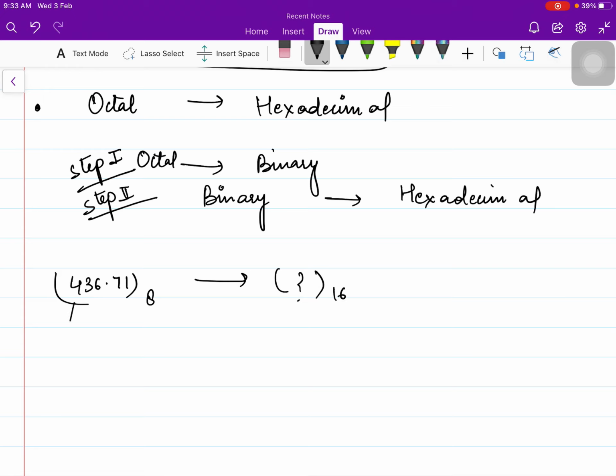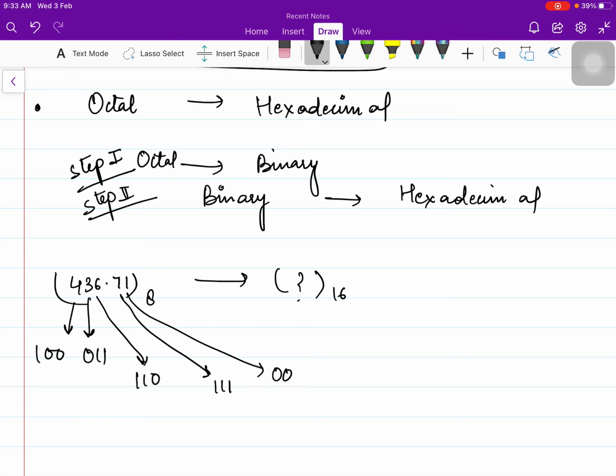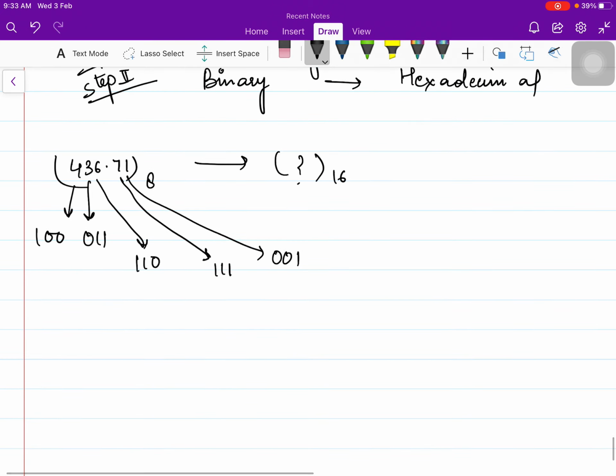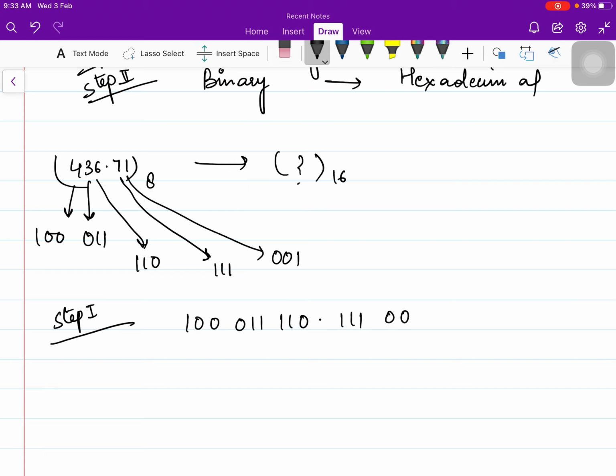So first of all, convert it into binary. Use the set 4 2 1. So 4 is 100, 3 is 011, 6 is 110. For 7 it will be 111, and for 1 it will be 001. So step 1 gives 100 011 110.111 001. It is being converted into binary.